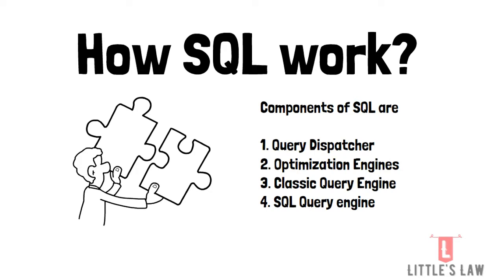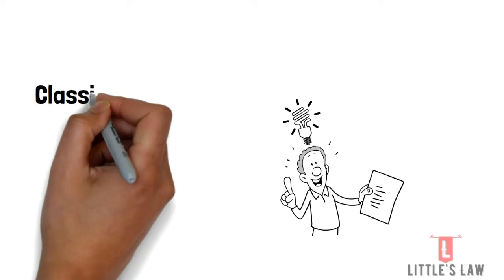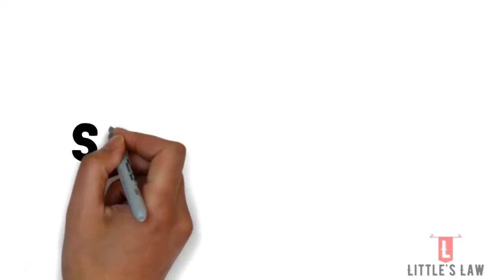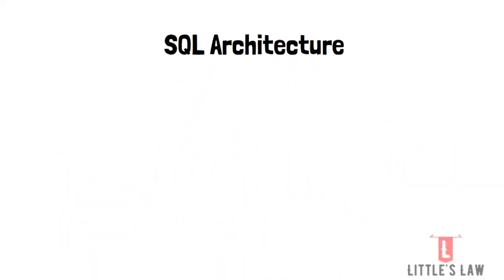We have multiple components. First is the query dispatcher, and then we have the optimization engines, the classic query engine, and then the SQL query engine. So what is a classic query engine and what does it do? A classic query engine handles all the non-SQL queries, but a SQL query engine won't handle logical files.